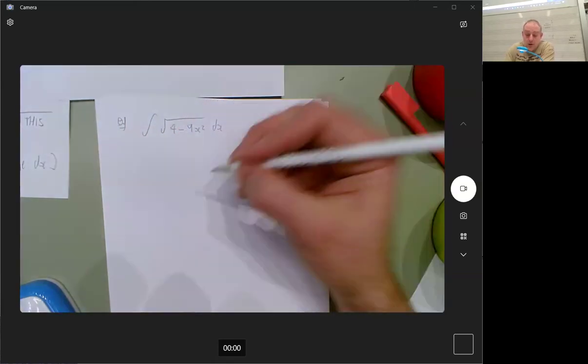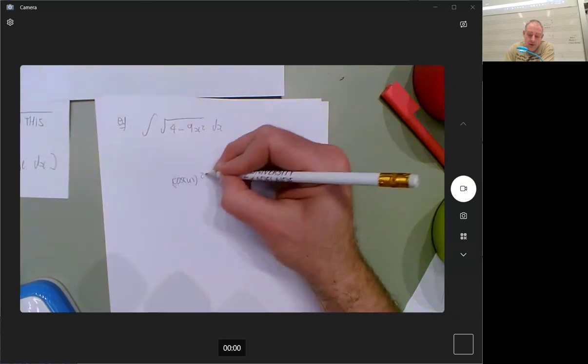Let's do that one. So, classic, weird thing under a root. Derivative's not there. So I'm going to have to use trig substitution. So, all right.